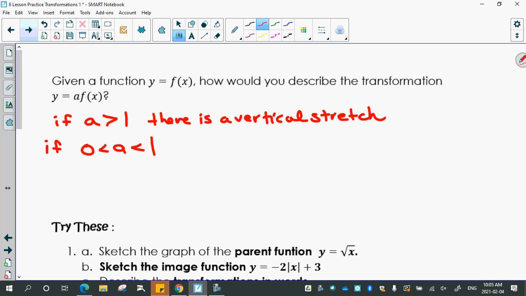Yes. Any number between 0 and 1. So think of the numbers between 0 and 1: 1/2, 1/4, 2/3, 1/5. Any number between 0 and 1 is a fraction. Okay, so there's going to be a vertical compression.